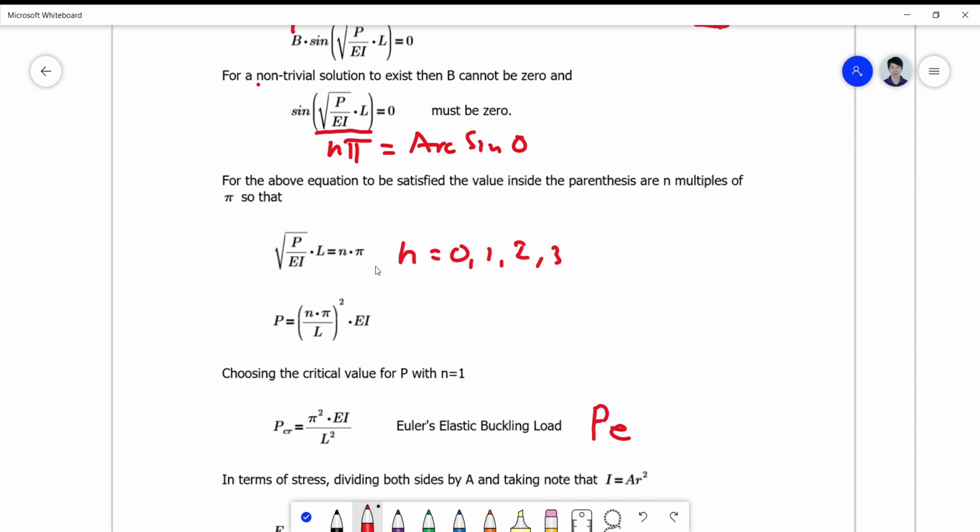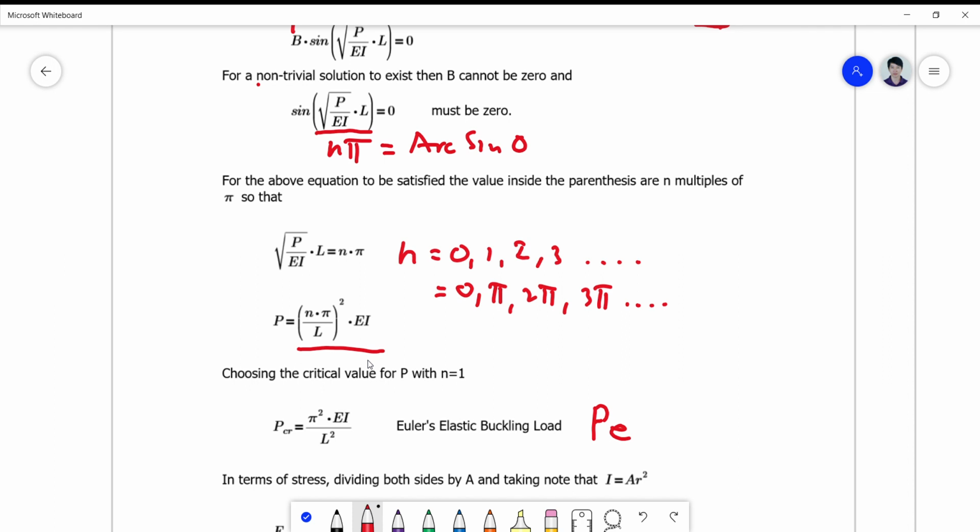We can say that this is now a multiple of pi, which starts from 0, 1, 2, 3. So your angles now become 0 pi, 1 pi, 2 pi, 3 pi, etc. So all the sines of these angles are 0, such that your P now, by making use of this equation, becomes n pi over L squared multiplied by EI.